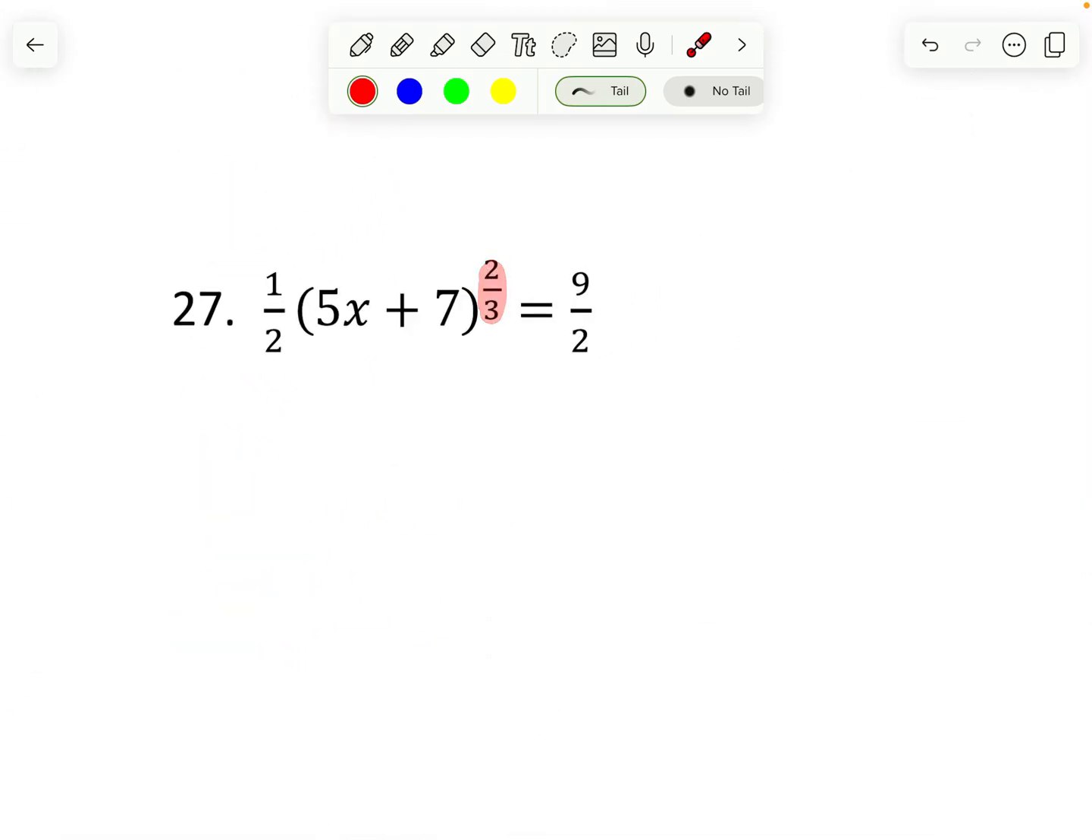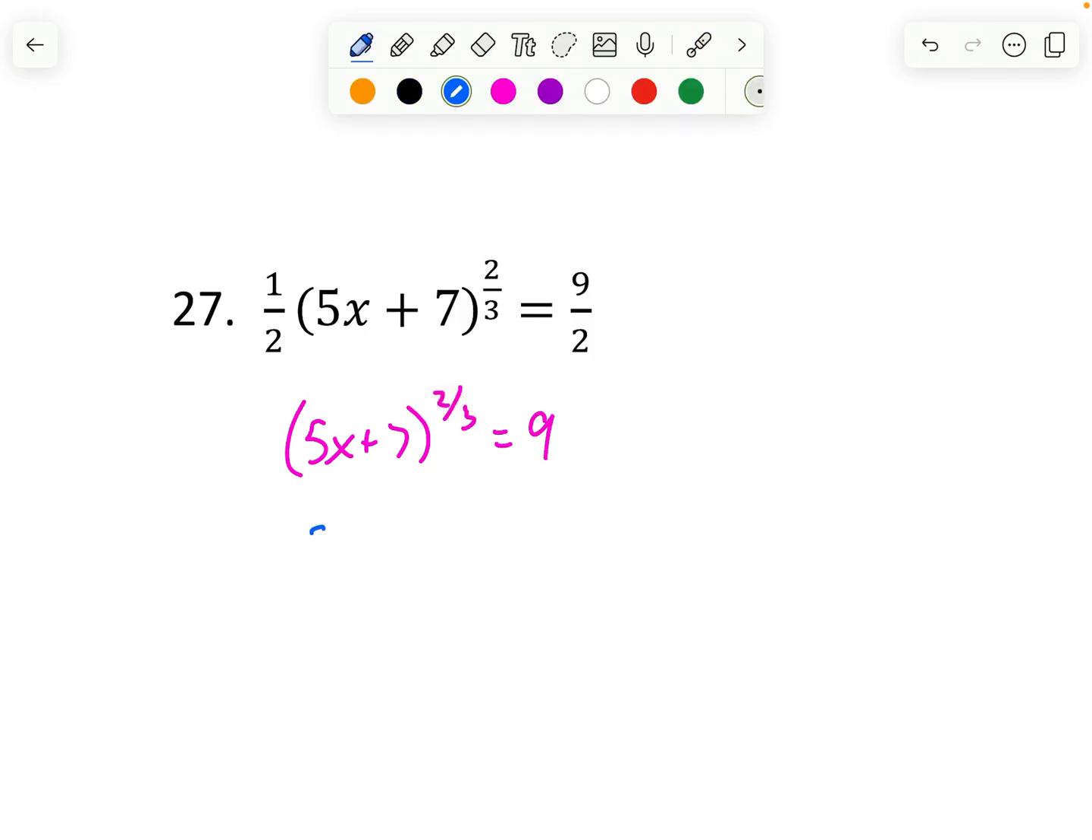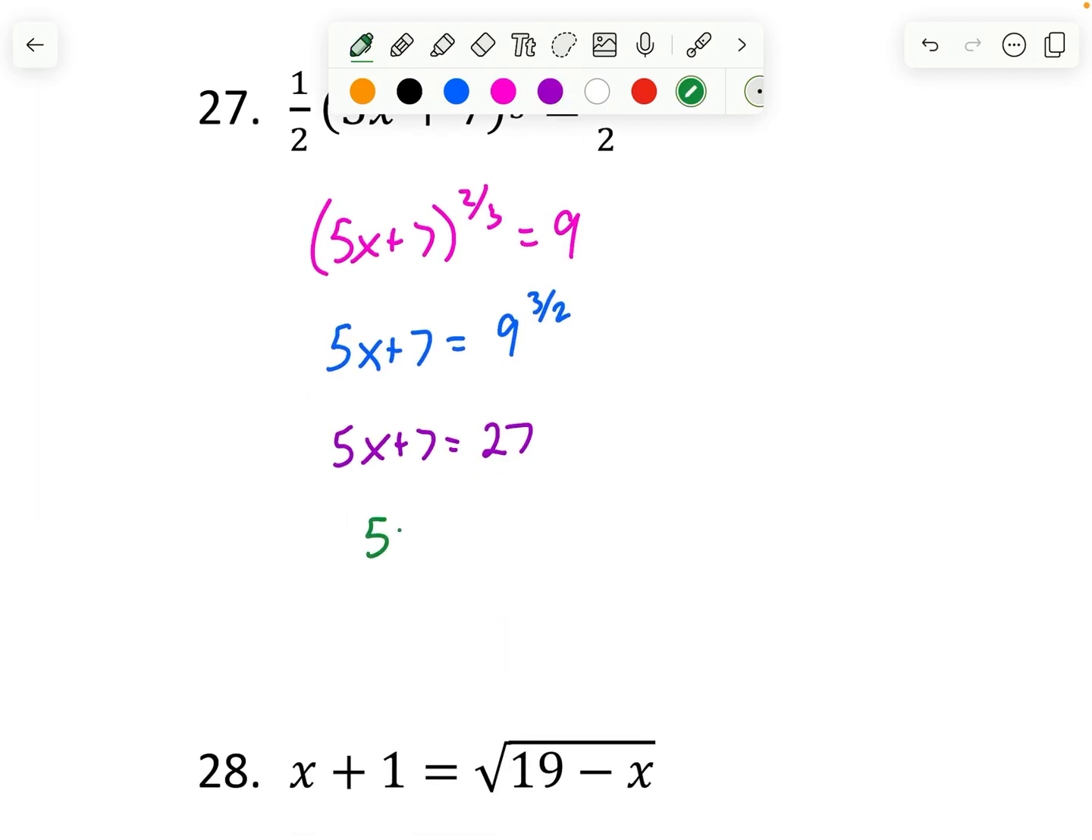Okay, on this problem we have a 2/3 power, but we have this 1/2 out here. So multiply both sides by 2 first to get rid of that. And you have 5x plus 7 to the 2/3 equals 9. Now raise both sides to the 3/2 power to get rid of the 2/3 power. So it's 5x plus 7 equals 9 to the 3/2. 9 to the 3/2 means square root it, then cube it. So you really have 5x plus 7 equals 27. Subtract 7 and you get 5x equals 20, and so x equals 4.